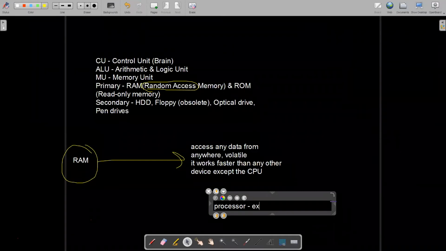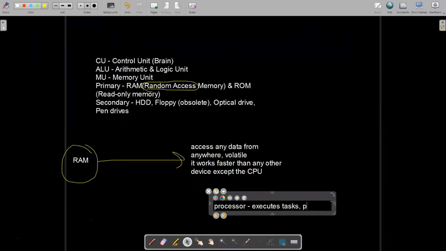Processor, that is, which executes tasks or which executes programs to enable us to carry out our tasks. What are software? Softwares are also programs. They are actually large programs. So in order to execute softwares, we need to place the software in the RAM to run the programs.